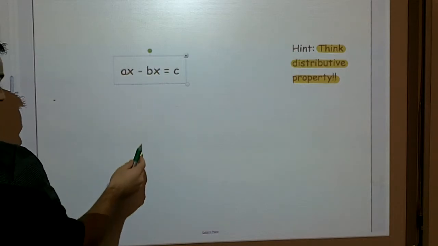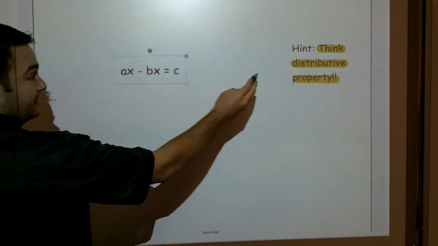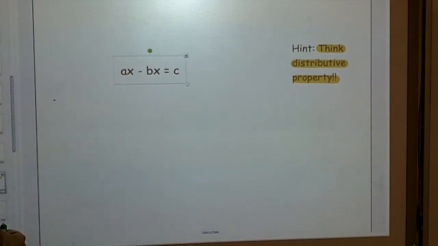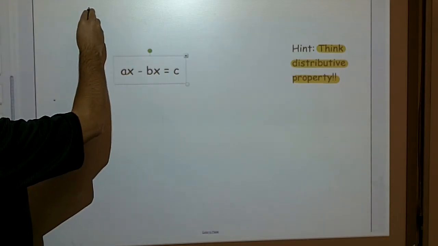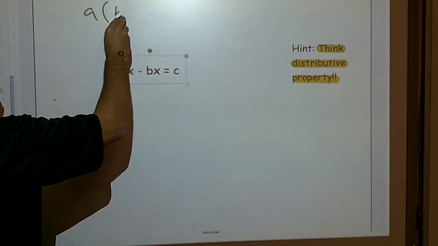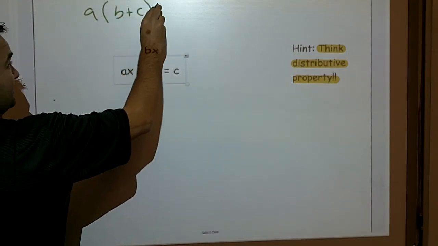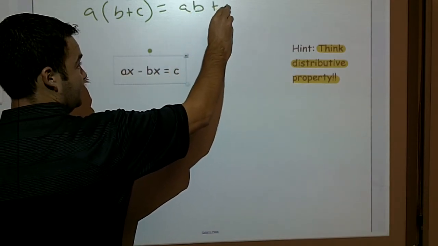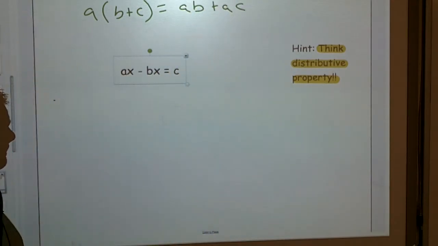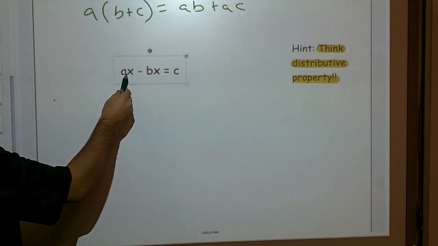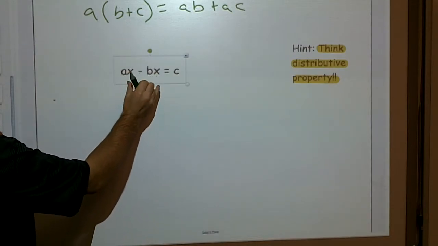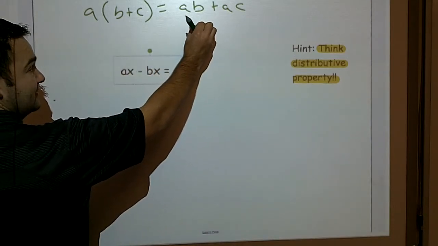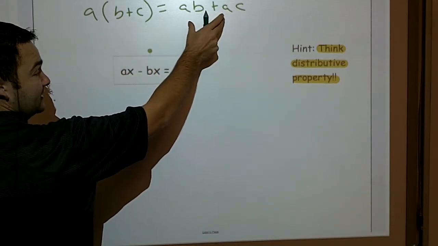So what we're going to do is think of the distributive property, and that's the hint that I give on a problem like this, a times x minus b times x. Okay, distributive property basically says that if we have a times b plus c, that is going to be equal to a times b plus a times c. Notice in this case, we've got a times x minus b times x. Both got a common factor of x, just like in the basis of the distributive property, they both have a factor of a.